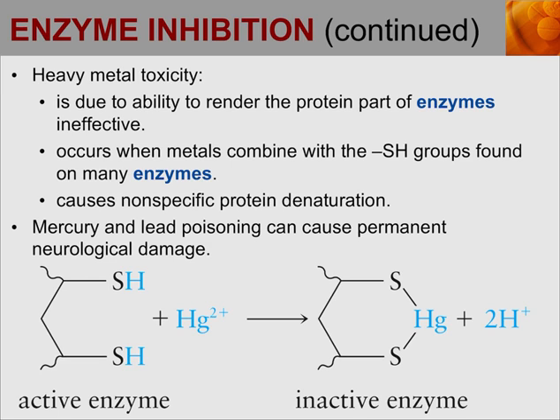So let's look a little more closely at heavy metal toxicity. Heavy metal toxicity is due to the ability to render the protein part of enzymes ineffective. We kind of talked about this before, where, for instance, a heavy metal like mercury or lead or arsenic can disrupt things like disulfide bonds or disulfide bridges. And this can actually cause permanent neurological damage because, for instance, in your brain, there are a lot of disulfide bridges. If you ingest mercury or lead, for instance, that can disrupt those bridges. But this can also lead to protein denaturation as well.